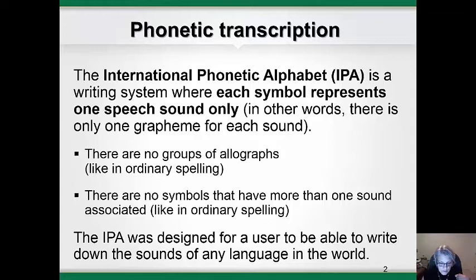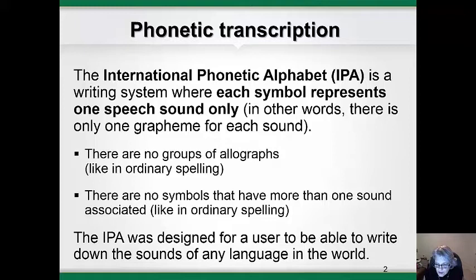The International Phonetic Alphabet, or IPA, is a special writing system where every symbol represents a single speech sound, and every speech sound is assigned a different symbol. In other words, there are no groups of allographs or different ways of writing the same sound, like there are in ordinary English spelling. Furthermore, the International Phonetic Alphabet was designed so that anyone can learn to write down and identify the sounds of any language in the world.